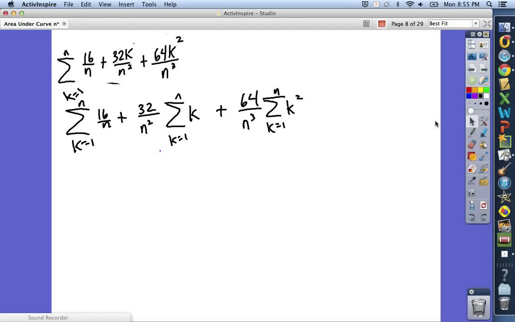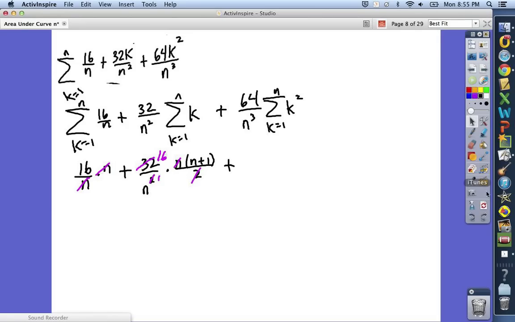At this point, we're ready to apply the formulas. For this one here, this is sigma constant. So we're going to get 16 over n times n, and you notice the n's will cancel out. For the middle term, this is sigma k. Formula for k: n times n plus 1 divided by 2. That's still multiplied by the coefficient 32 over n squared. At this point, the 32 cancels with the 2. The n squared becomes n to the first, and that cancels with the n up here.